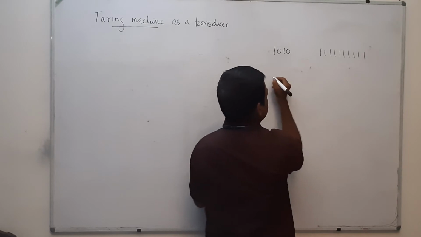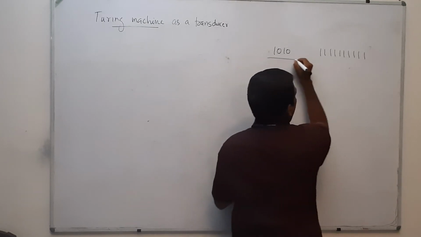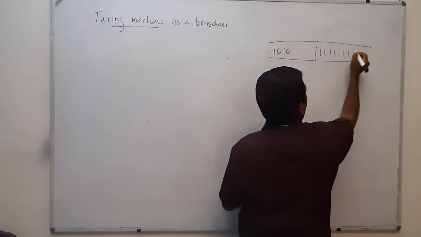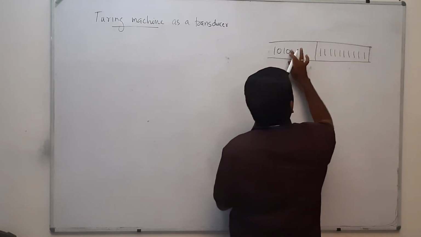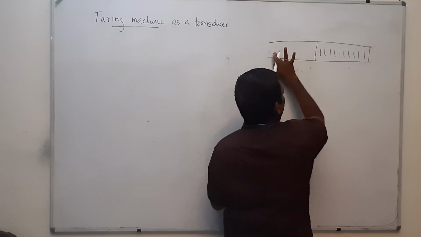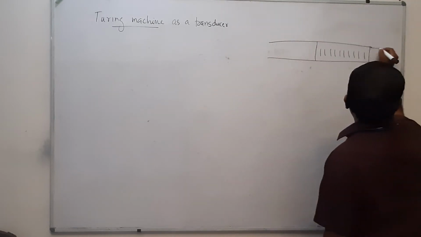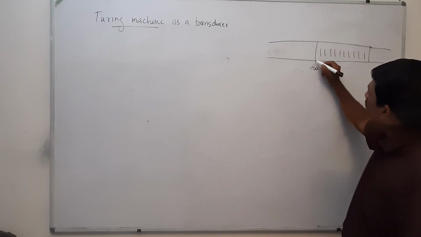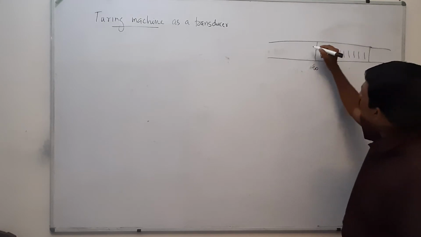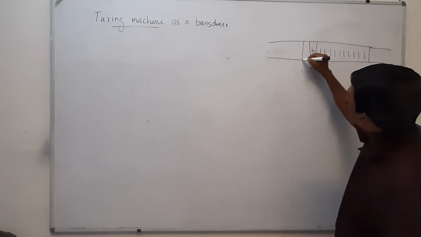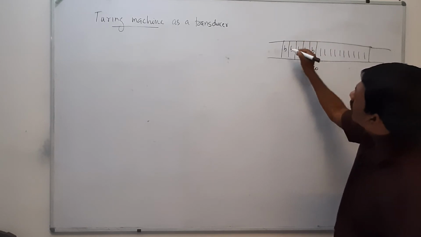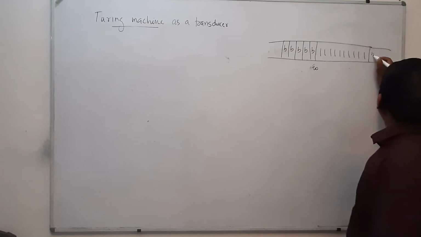That means, suppose that this is the Turing machine. Initially, you have these 10 ones on the tape, and initially you are in state Q0. These are all blank, and to the right of this also blank.